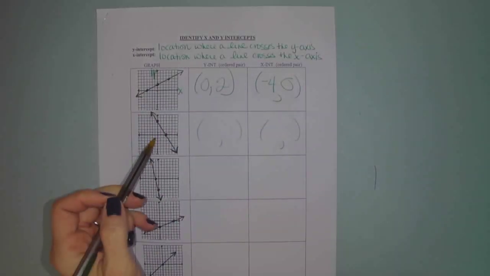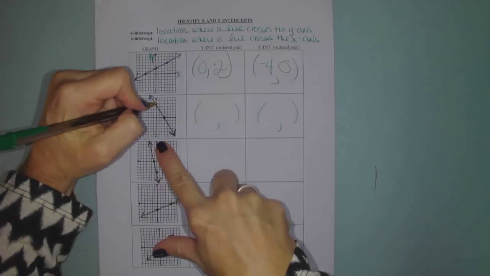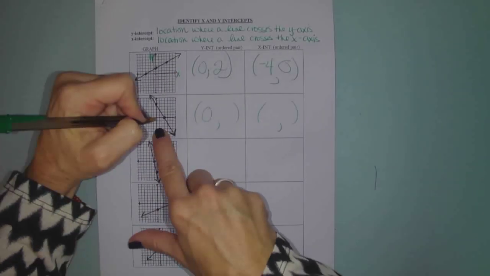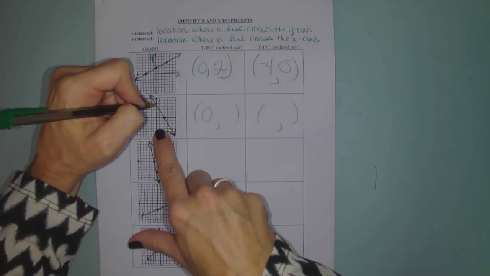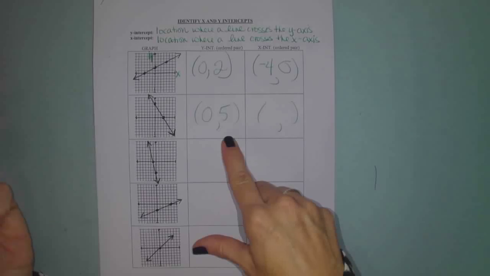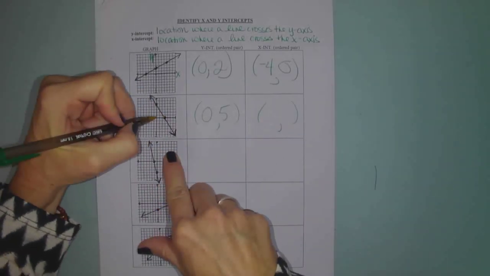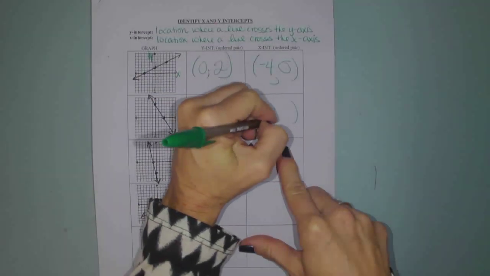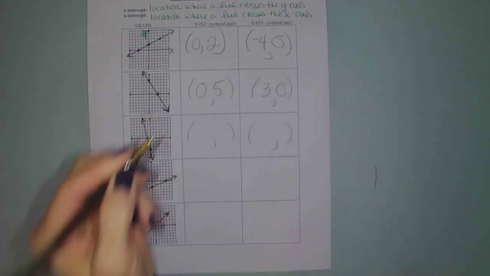So let's look at this guy. Y-intercept up here. That's going to be mapped by 0. I don't go right or left, but I go up 1, 2, 3, 4, 5. So 0, 5. And then my X-intercept, 1, 2, 3, and I don't move, so 3, 0. Let's do the next one.